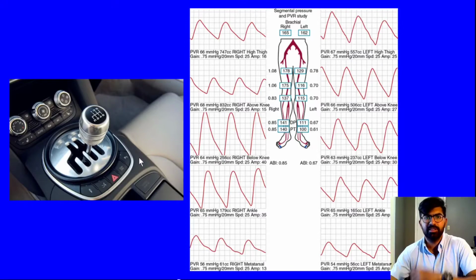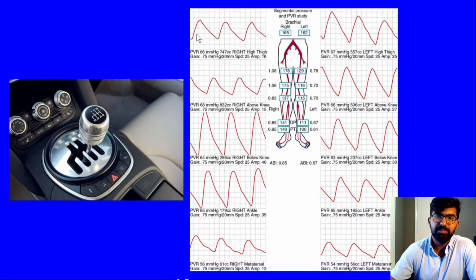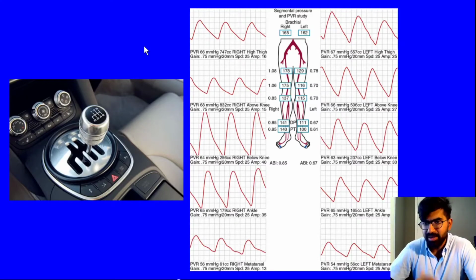Well, let's shift gears a little bit and look at this particular study. Now, it's a PVR study, and for those of you who believe that stands for peripheral vascular resistance, in physiology class you'd be correct. But what it represents in vascular physiology is pulse volume recording. And just like we broke it down with the Doppler waveforms, we're going to break this waveform down.